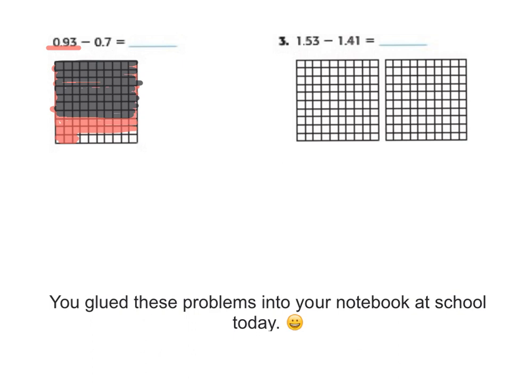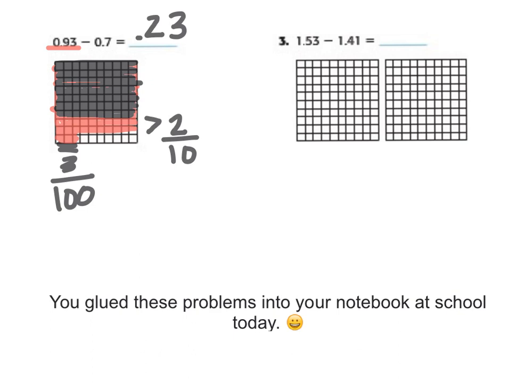The third step is to see how much is still shaded in red. So I know that I have 2/10 right here, and I have 3 hundredths right here. So if I were to write this as a decimal, I would put my decimal point, and then I have 2/10, so I'd put a 2 in the tenths place, and then I have 3 hundredths, so I would put a 3 in the hundredths place. So I know that 93 hundredths subtract 7/10 equals 23 hundredths.